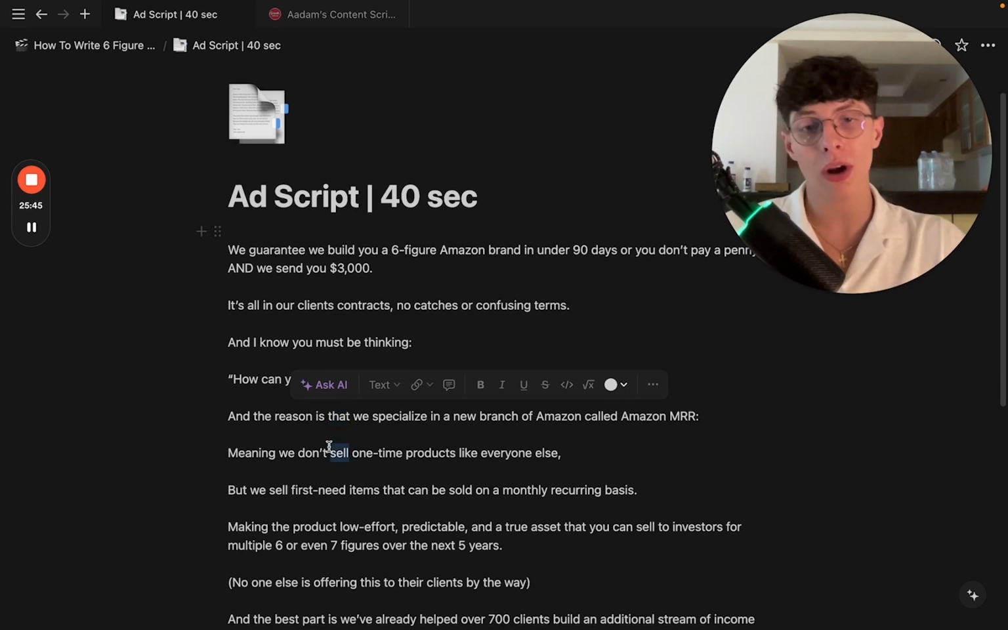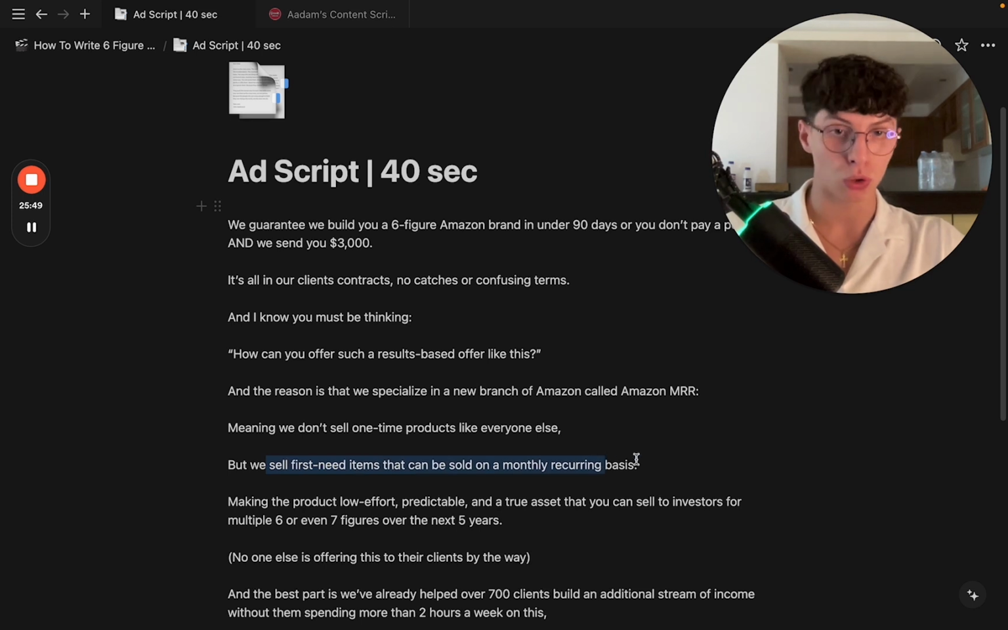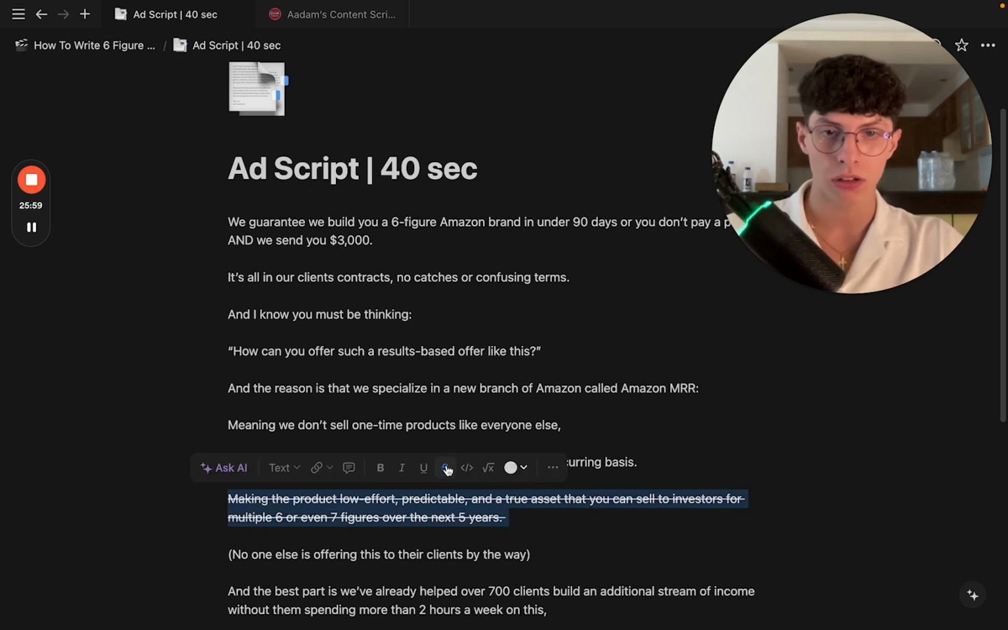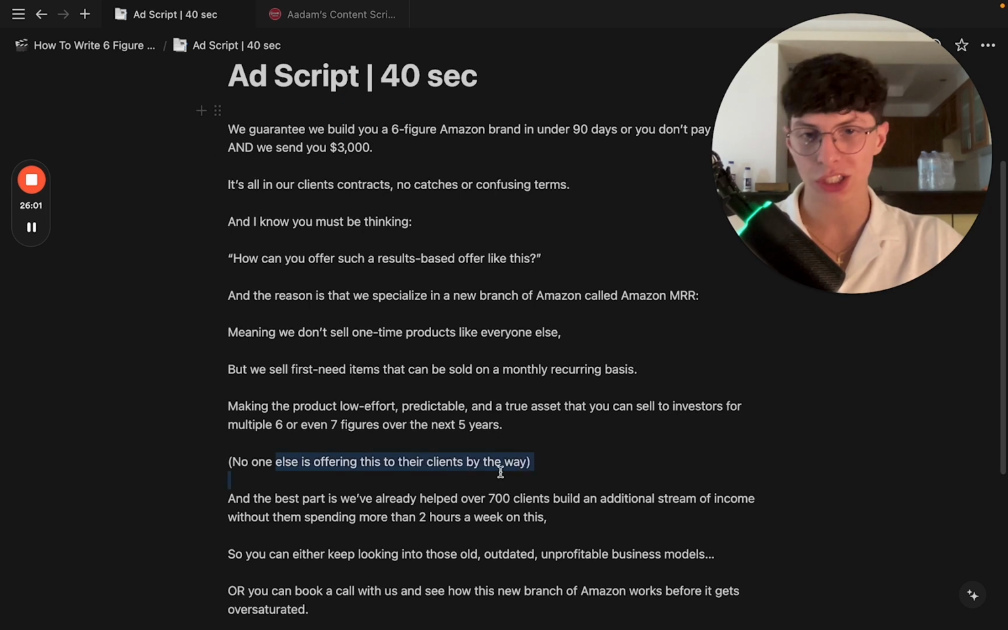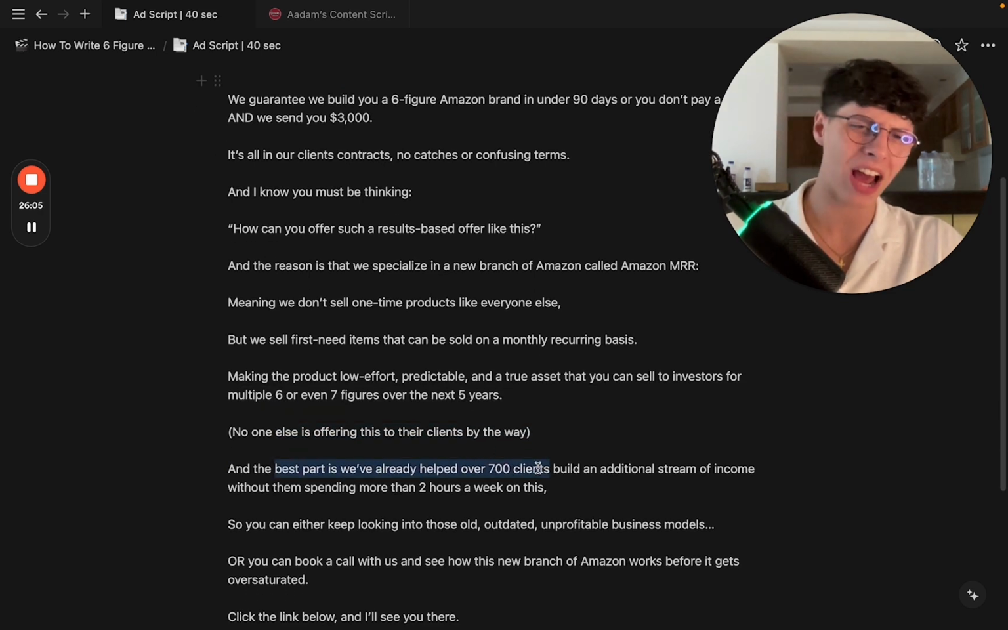Meaning we don't sell one-time products like everyone else, but we sell first need items that can be sold on a monthly, recurring basis, making the products low effort, predictable, and a true asset that you can sell to investors for multiple 6 or even 7 figures over the next 5 years. No one else is offering this to their clients, by the way. And the best part is we've already helped over 700 clients build an additional stream of income without them spending more than 2 hours a week on this.